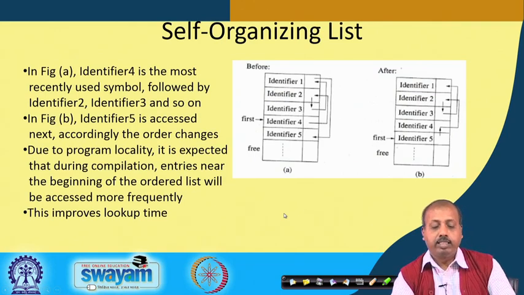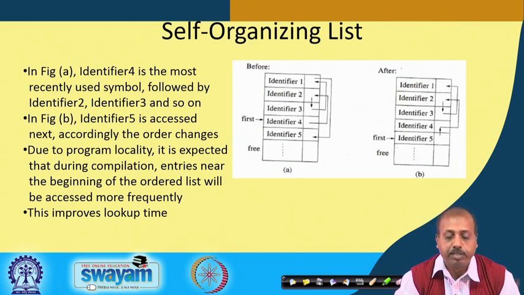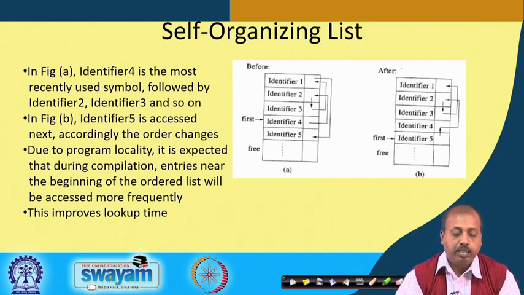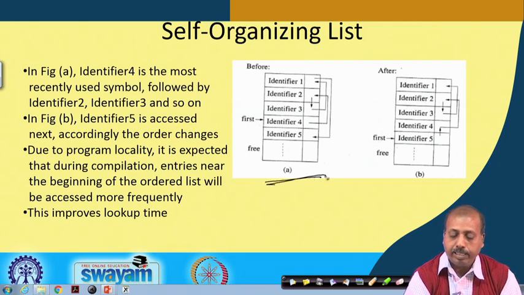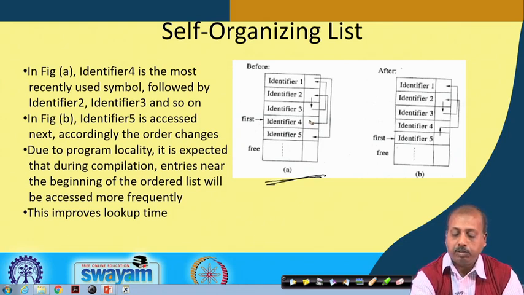So, this is an example of a self-organizing list. First we consider this particular figure, figure A. In this figure, identifier 4 is the most recently used symbol. So, we keep track of the sequence in which the symbols have been accessed.